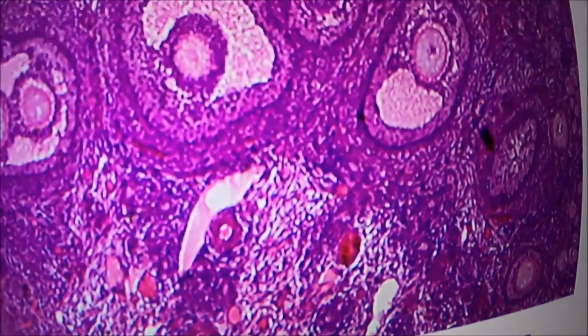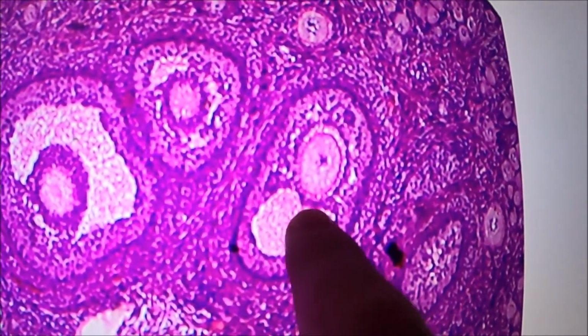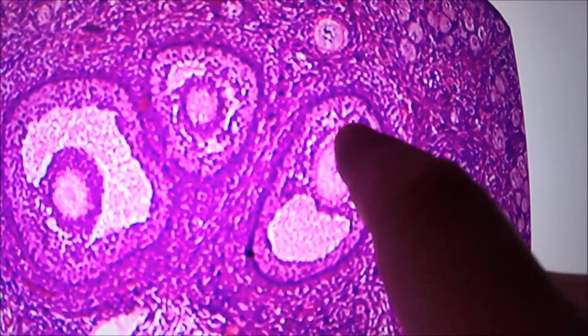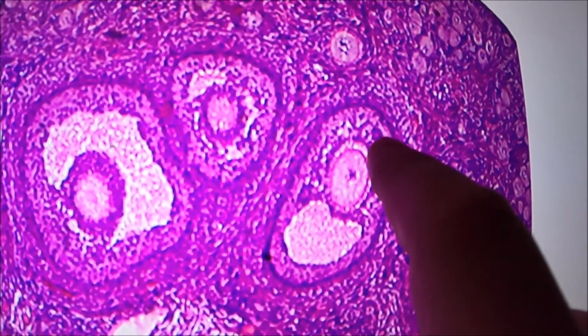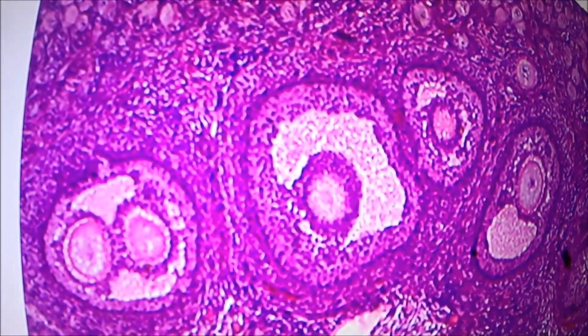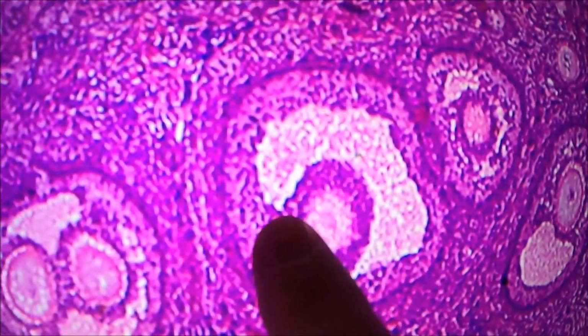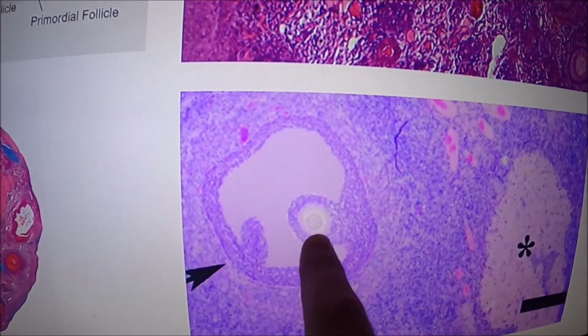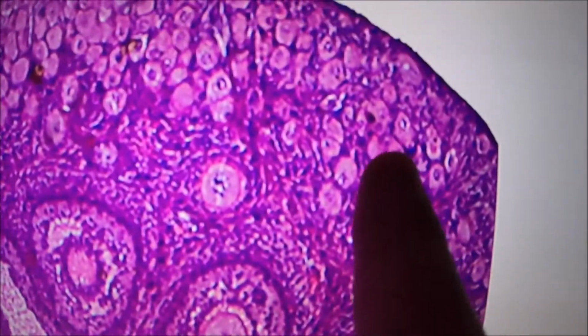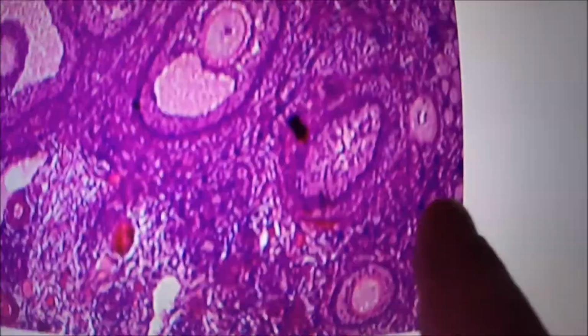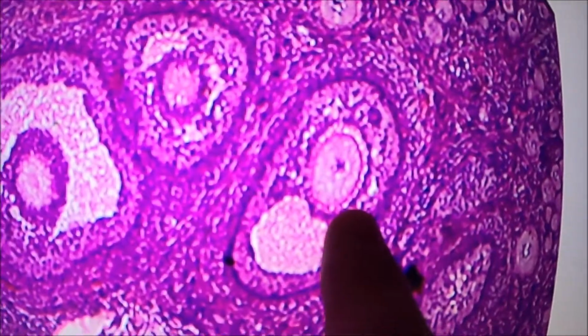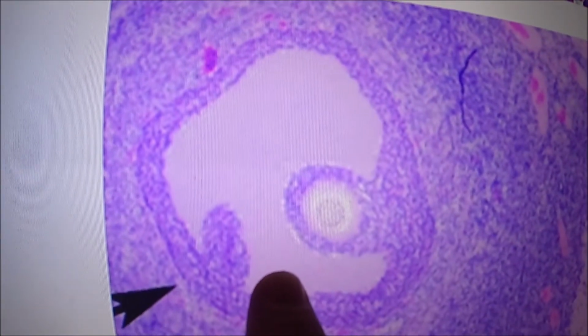Okay, so that's a primary follicle. For the secondary follicles, we look for the development of an antrum. The antrum is the open area here, so that would be a secondary follicle. And then we go over here to what's called a graafian follicle. When you look for a graafian follicle, you want to see the oocyte sticking off on its own little stem like this. This is a classic graafian follicle. So that's primordial follicles all in here, primary, secondary, and a nice big graafian follicle.